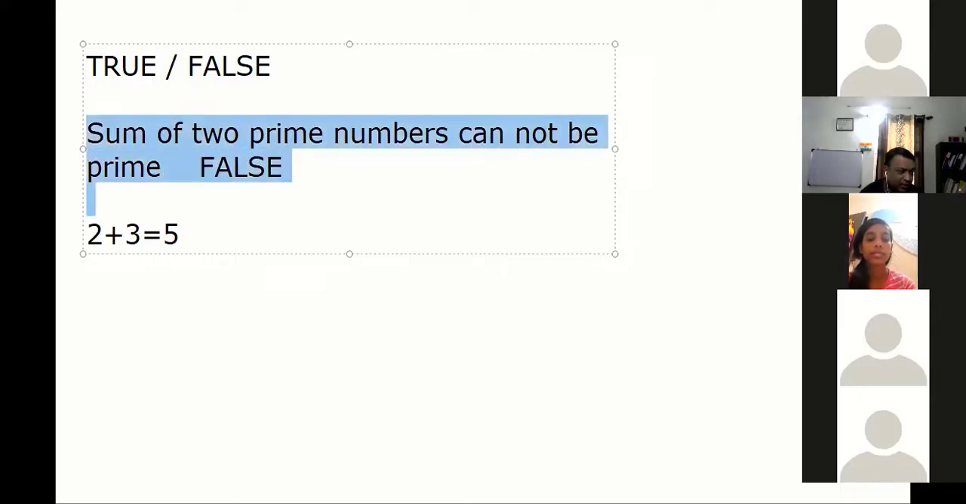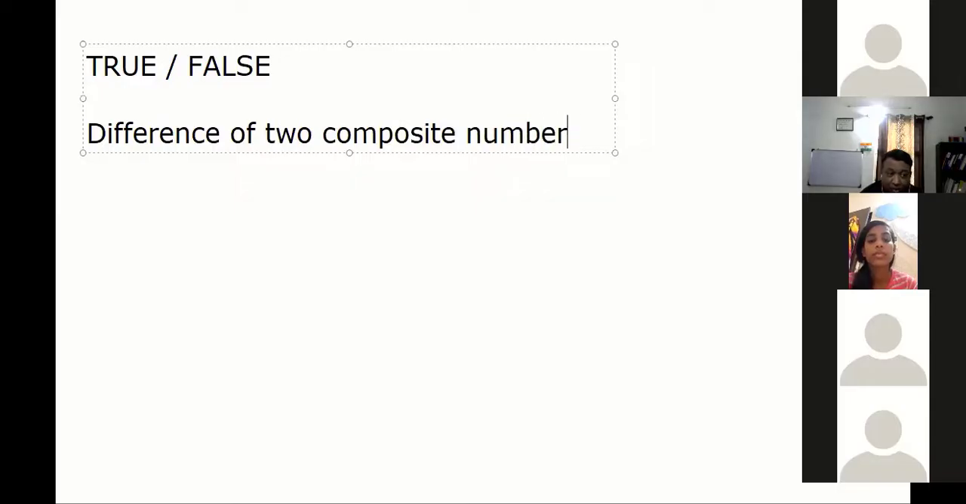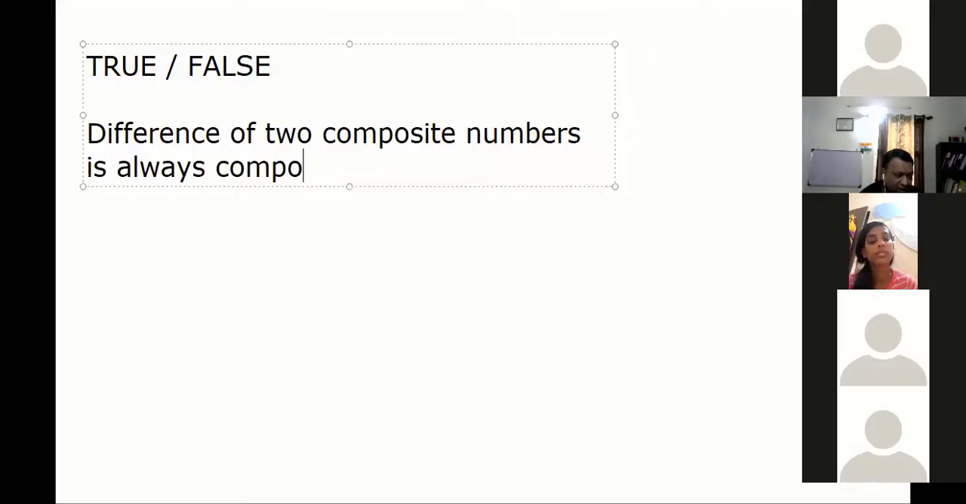Next. Difference of 2 composite numbers. Tell me true or false. These are very important questions for competitive exams. Difference of two composite numbers is always composite. Tell me true, false with example, everybody, please. Okay, Manu, the previous answer is correct, 3 plus 7, yeah, that is correct. No, this one. Difference of two composite numbers is always composite.